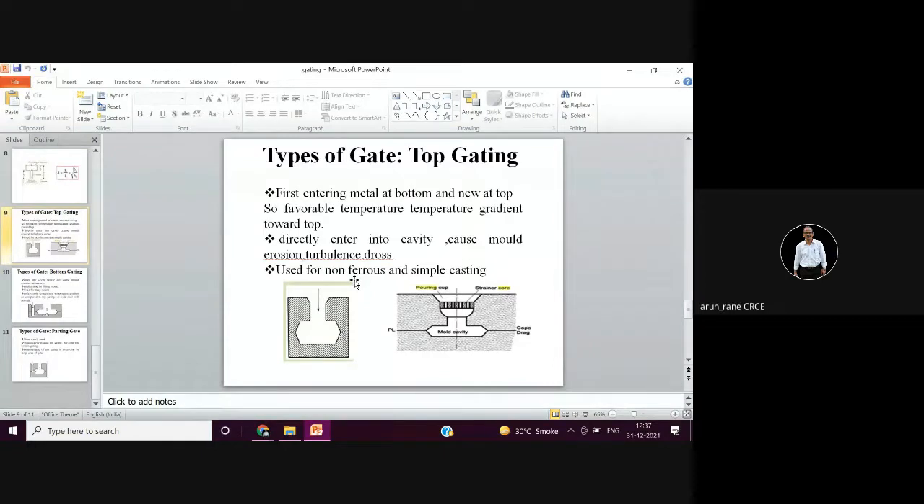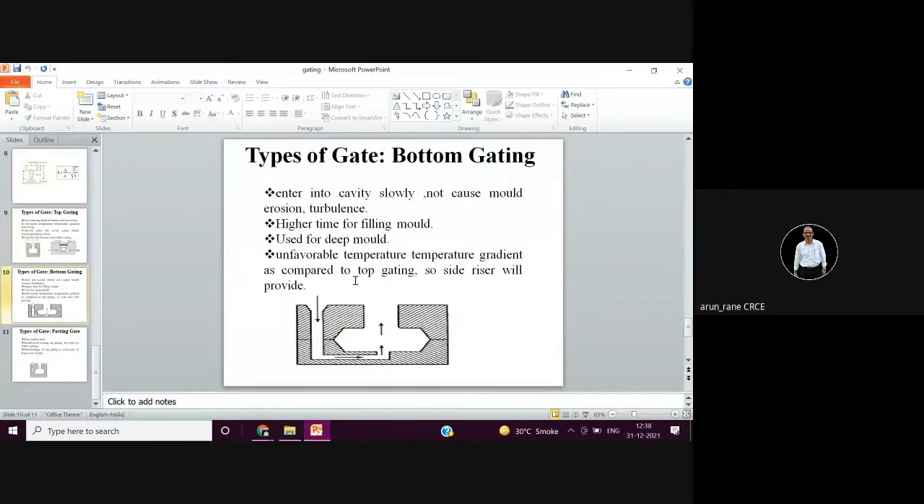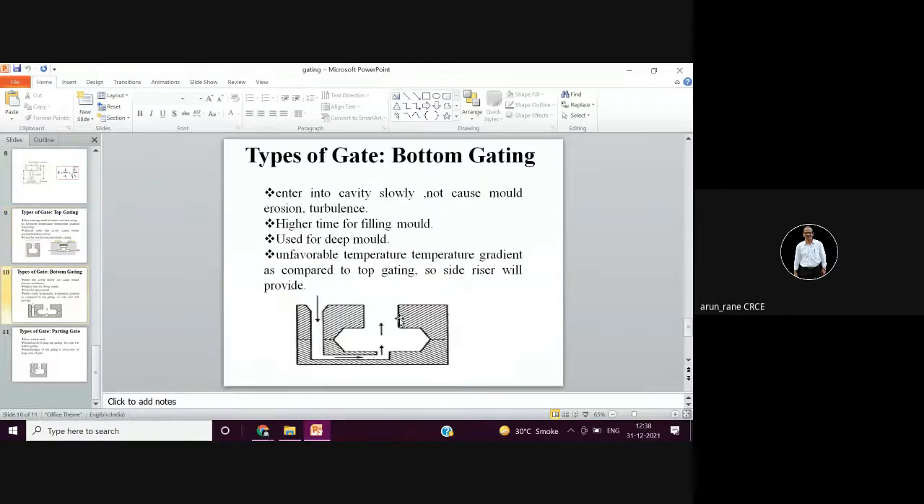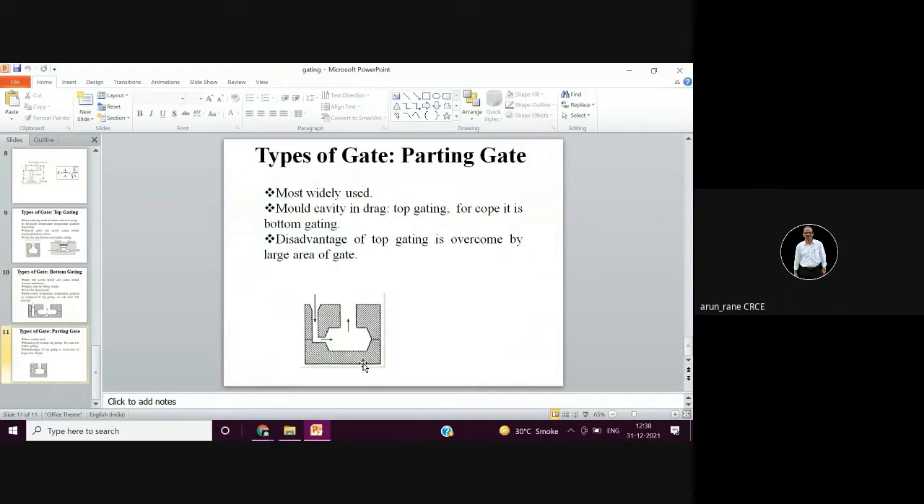These are the types of the gate. Top gating, bottom gating. See, this is a bottom gating. This is a top gating. It's coming from the top. This is bottom gating. This is a parting gate. This is the parting line. This is your parting line.